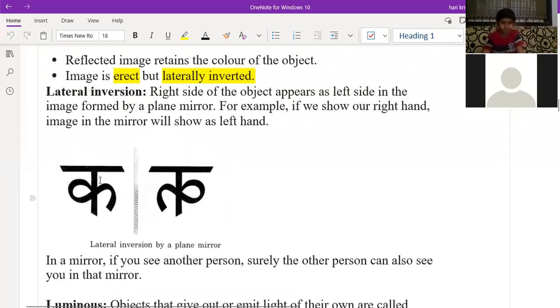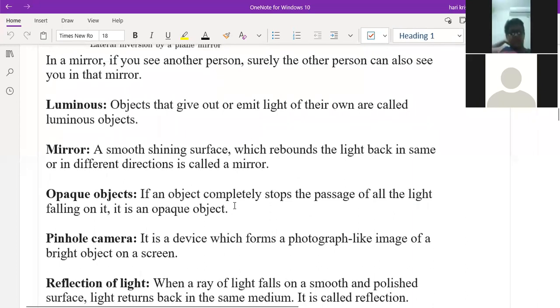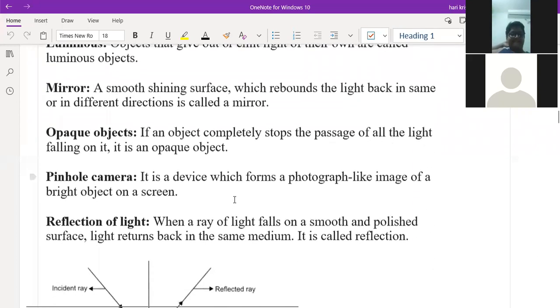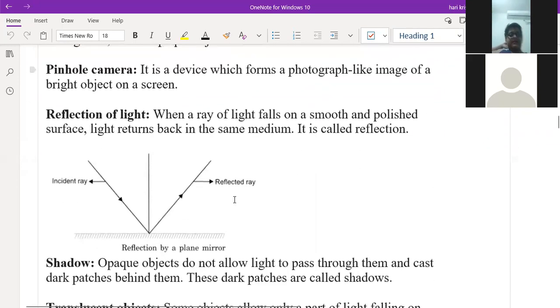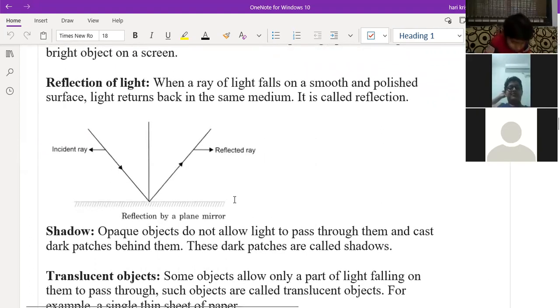So this is the car. When you see it in the plane mirror, lateral inversion will happen. Just now we discussed luminous objects, mirror, opaque, pinhole camera, right? Then what is the meaning of reflection of light?